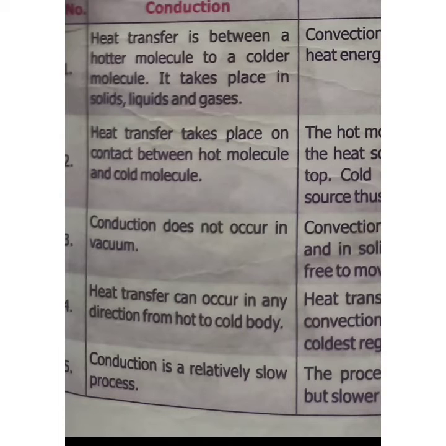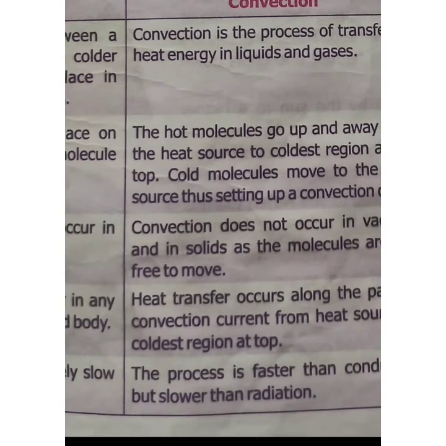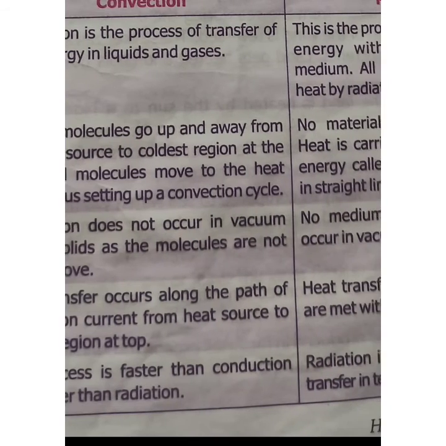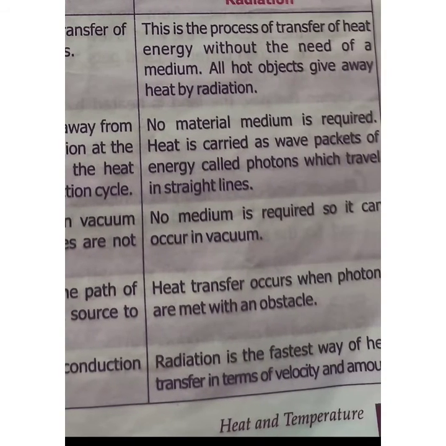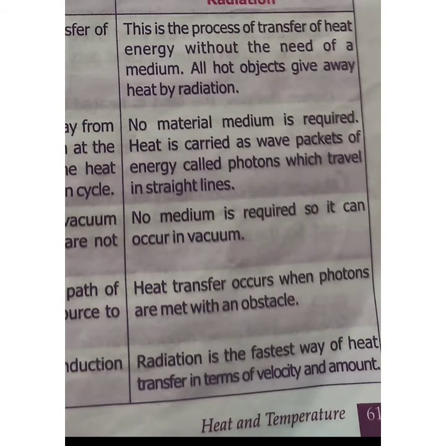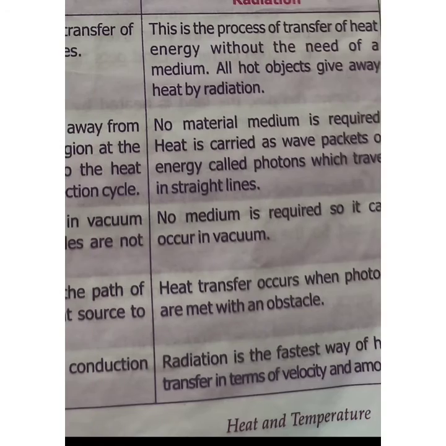In conduction, heat transfer takes place on contact between hot molecule and cold molecule. In convection, the hot molecules go up and away from the heat source to the coldest region at the top. Cold molecules move to the heat source, thus setting up a convection cycle. In radiation, no material medium is required. Heat is carried as wave packets of energy called photons, which travel in straight lines.